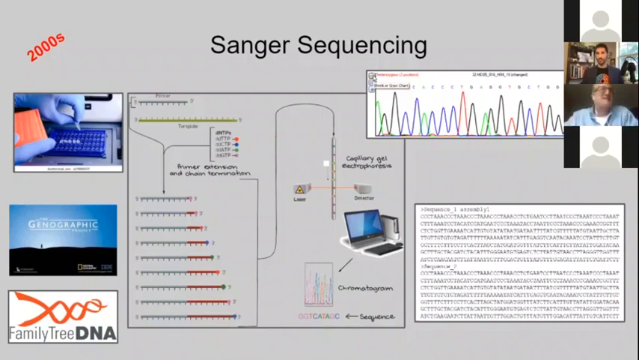And this is where I spent a lot of my time reading sequences. This is called Sanger sequencing. This is what back in the early 2000s I was doing, and the Genographic Project was doing. Family Tree DNA was doing this for many years as well. And this was where the field was in the early to mid 2000s.